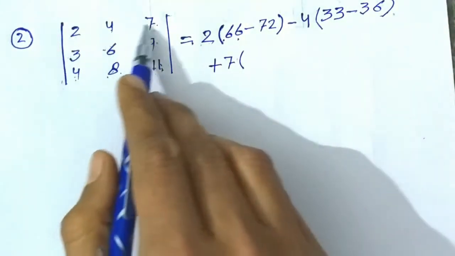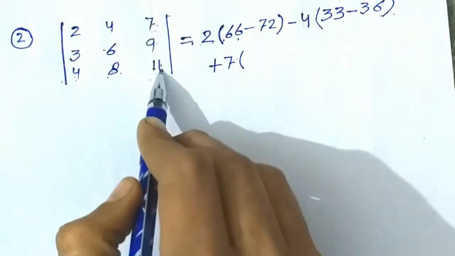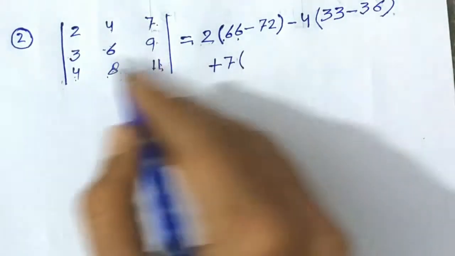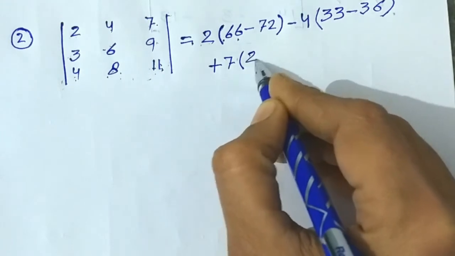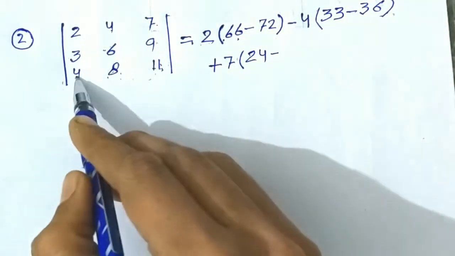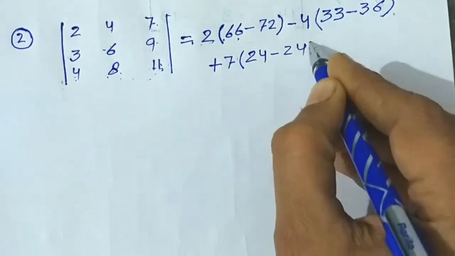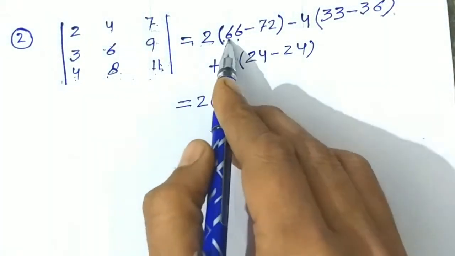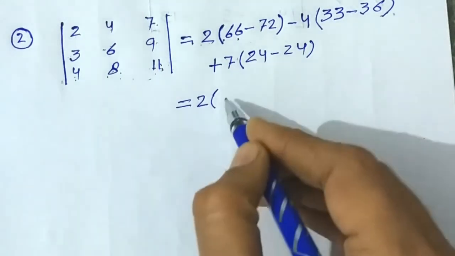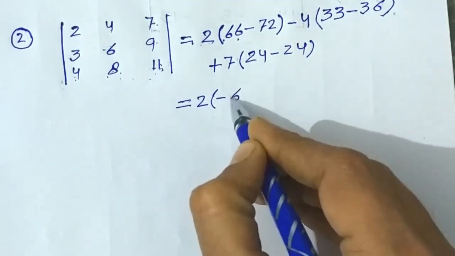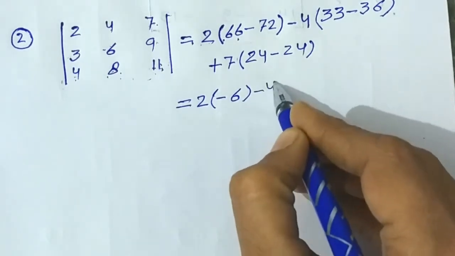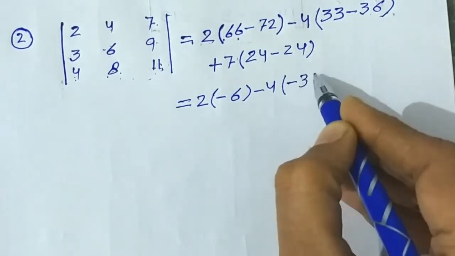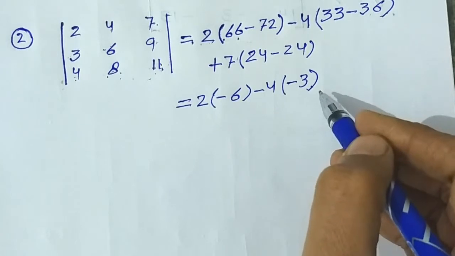The column and the row in which 7 lies are eliminated in mind, and we are left with these four elements. We take the cross multiplication of these elements: 3 eights are 24, minus 6 fours are 24. Now we simplify the brackets. 66 is positive and 72 is negative, so we get minus 6 in the bracket, with minus 4 outside. In the next bracket, 33 positive, 36 negative, so we are left with minus 3, minus 3.